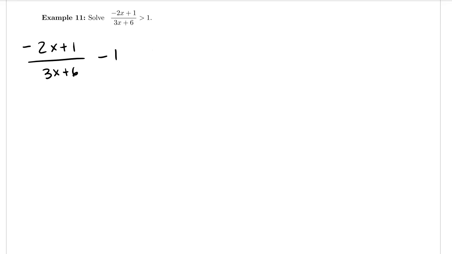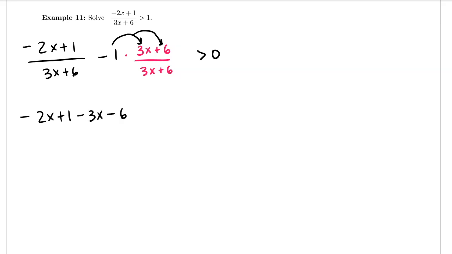And the way that I'm going to do that is I'm going to multiply this by the common denominator of (3x + 6)/(3x + 6). And then we have that that's greater than 0. If I do that, I get -2x + 1. And what I need to do is distribute this minus 1 into both of these terms. So I'm going to get -3x - 6. And then we'll have a common denominator, so I can combine this all into a single fraction with the denominator of 3x + 6. And we want this to be greater than 0.